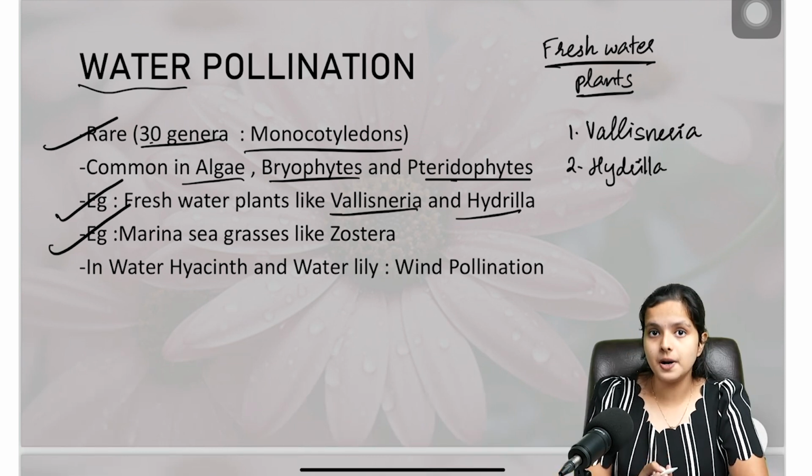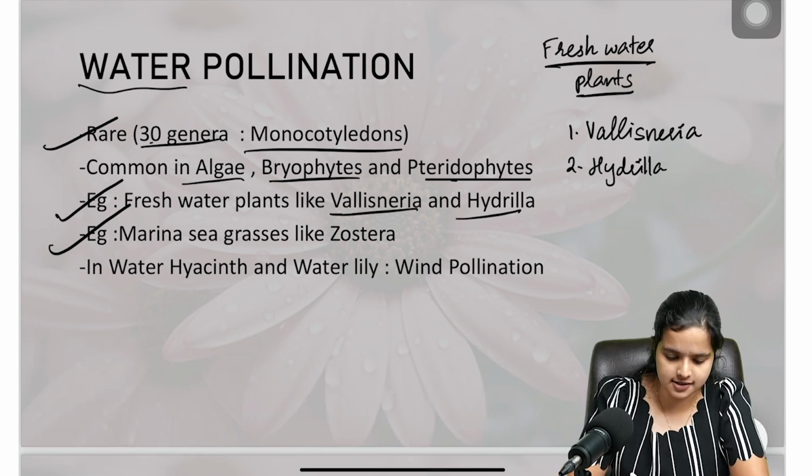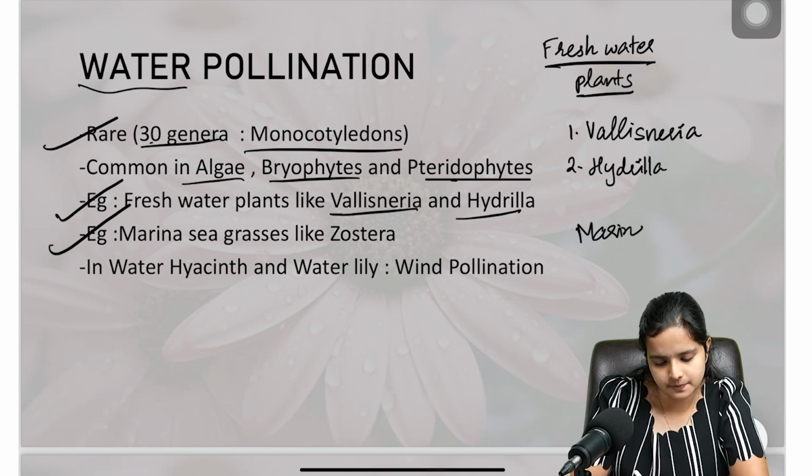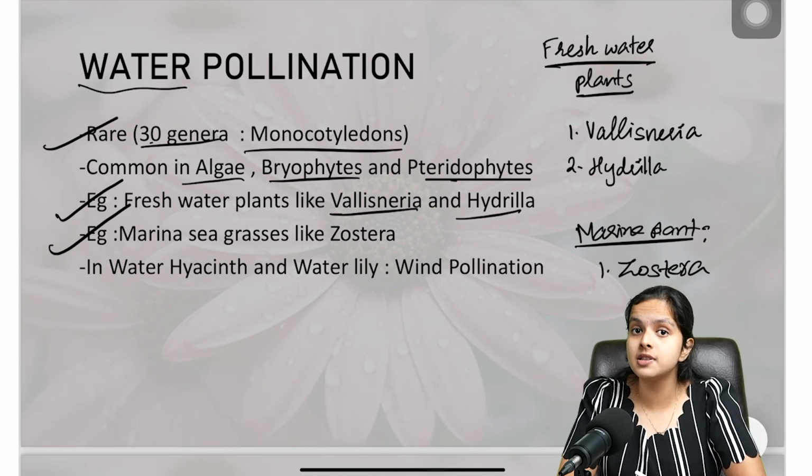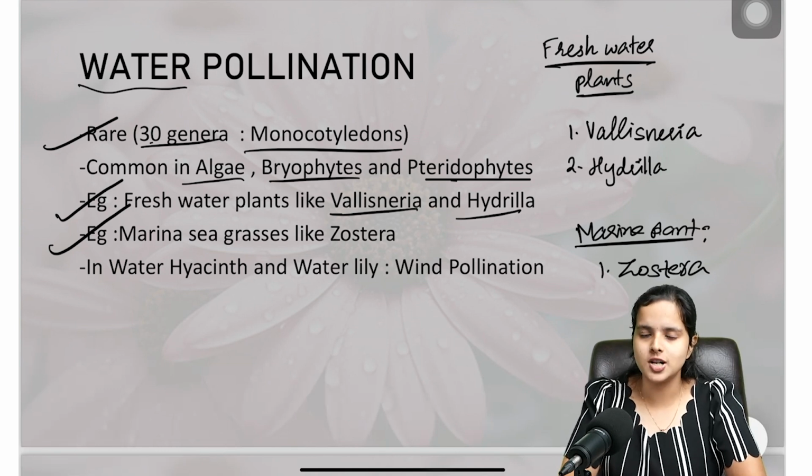There are marine plants as well. One example of a marine plant is Zostera. It's basically a seagrass, a marine seagrass. Its name is Zostera, and it also shows water pollination.